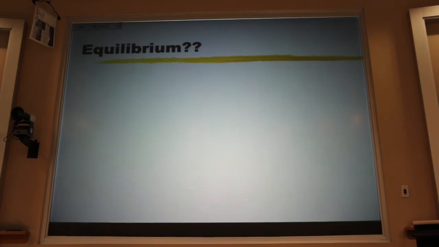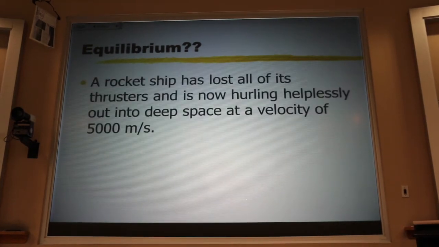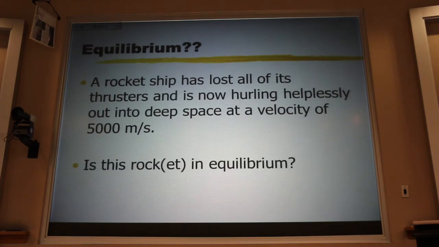Now, let's look at some examples. A rocket ship has lost all of its thrusters and is now hurling helplessly out into deep space at a velocity of 5,000 meters per second. Is this rocket in equilibrium, yes or no? Yes. Yeah, if it's a constant 5,000 meters per second in a straight line, that's zero acceleration.